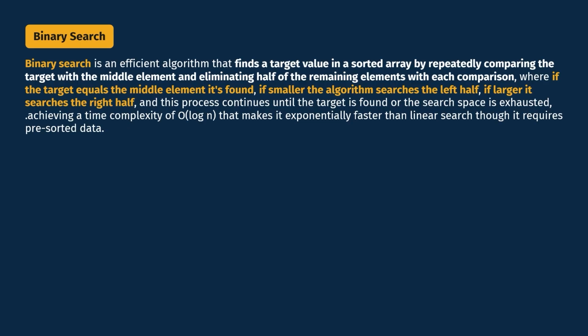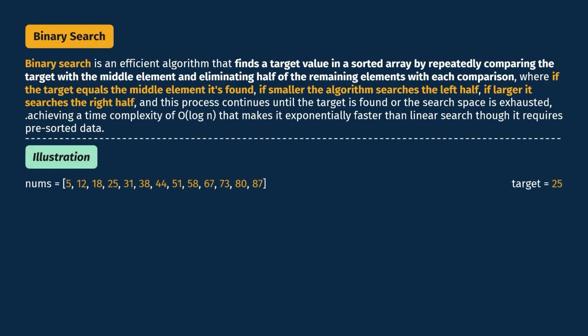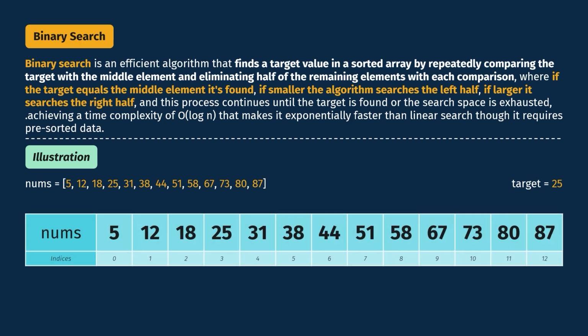Let's see an illustration of how binary search works. Imagine we have an array nums with these values, and we are searching for target which equals 25. Let's visualize our array with its indices. We have 5 at index 0, 12 at index 1, 18 at index 2, and so on up to 87 at index 12.